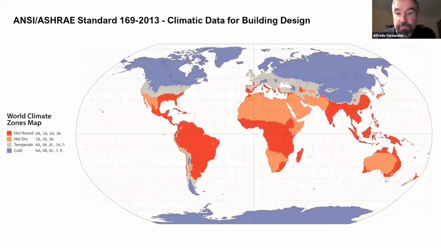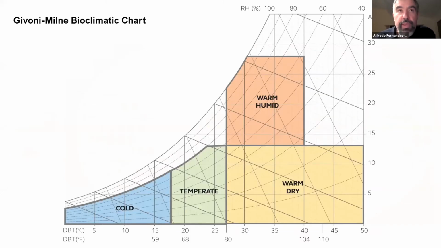And for convenience, we have grouped the ANSI ASHRAE Standard 169 climates in 4 different categories: hot humid, hot dry, temperate, and cold. Now, using the bioclimatic chart as reference, we can see the approximate range of conditions of these different climate zones. If you're not familiar with the psychrometric chart, on the horizontal axis, we have dry bulb temperature.